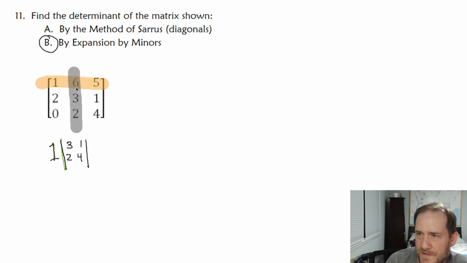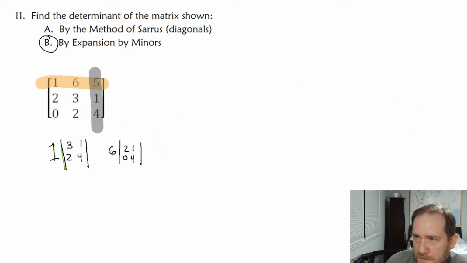Then you do that again for the next entry. So this time the 6. So this time we go 6 times the determinant of the minor matrix, which will be 2, 1, 0, 4 this time. Then you do that again, this time with 5 as your multiple.